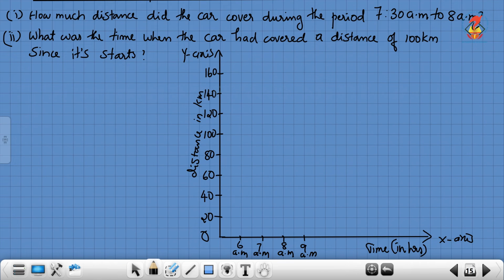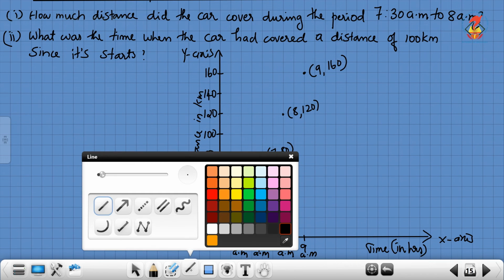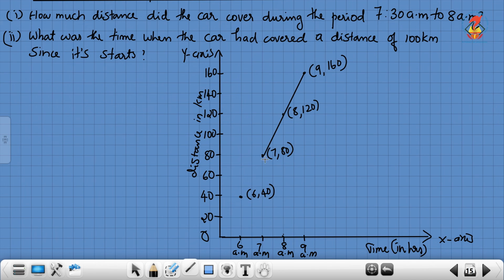So first, 6 a.m., 40 kilometers. Next is 7 a.m., 80. Next, 8 a.m., 120. Next, 9 a.m., 160. This represents what? A straight line. This graph is called a linear graph.